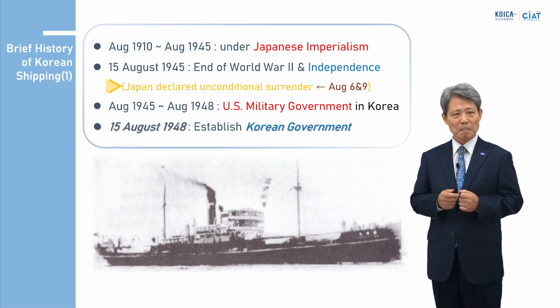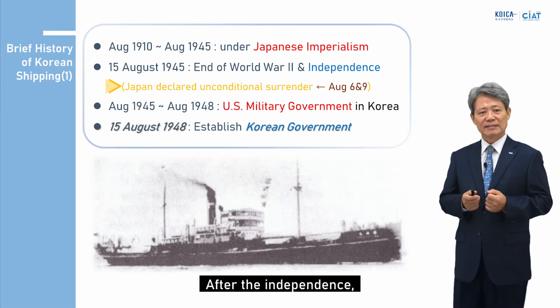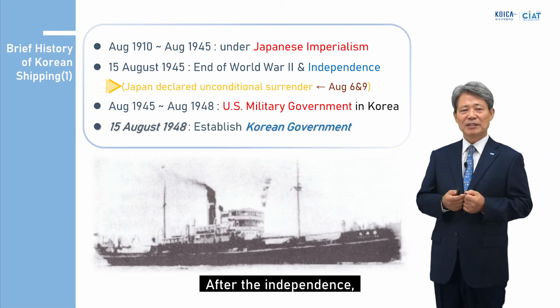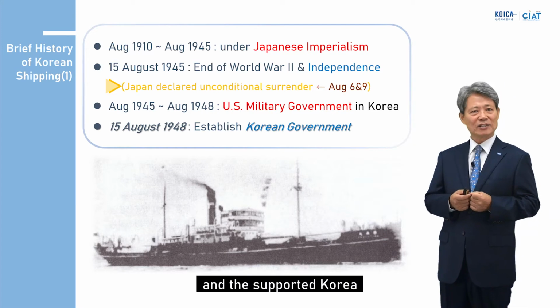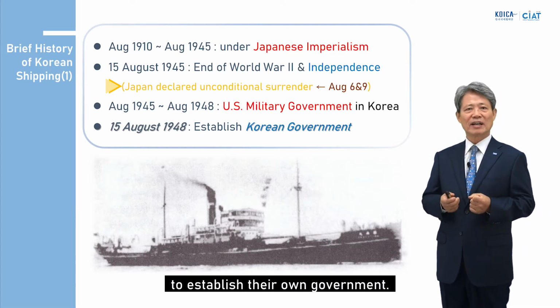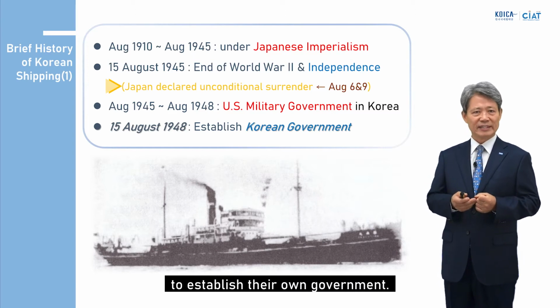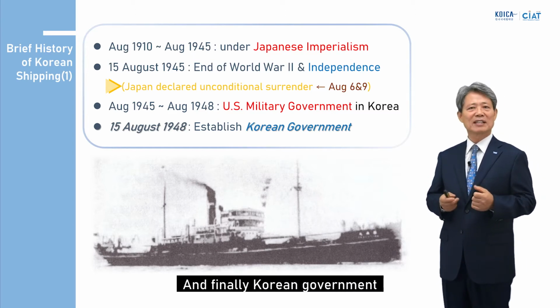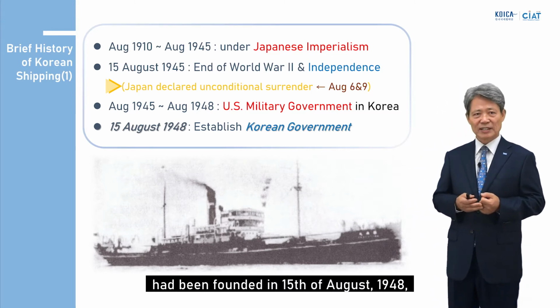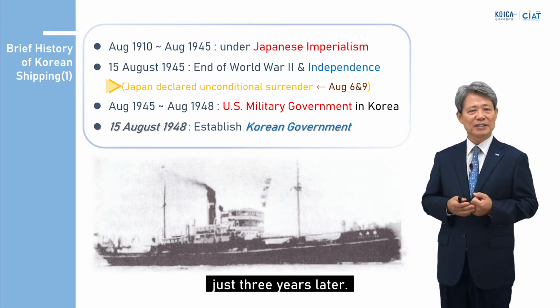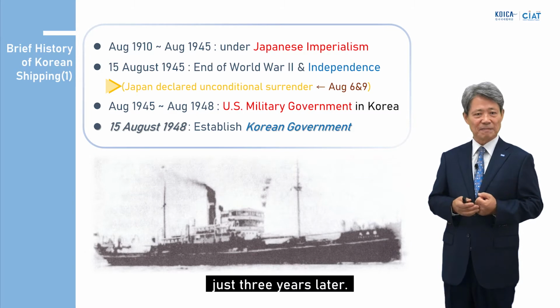After the independence, the US military government ruled and supported Korea to establish its own government. And finally, the Korean government was founded on the 15th of August 1948, just 3 years later.